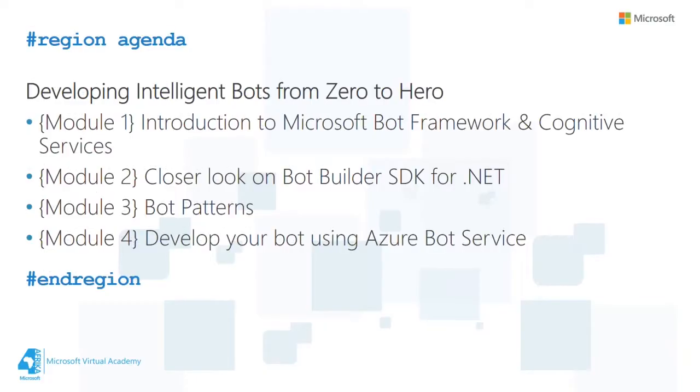Our course consists of 4 modules. In the first module, we will have an introduction to the Microsoft Bot Framework and Azure Cognitive Services. It's where we get to know what is the bot, what are the main pillars of the bot framework, and the development lifecycle of the bot. In the second module, we'll move to have a closer look at the Bot Builder SDK for .NET as one of the main pillars of the bot framework. And then we'll move the focus to the designing part where we talk about the bot patterns in module 3. And finally, in the last module, we will explore together Azure Bot Service.